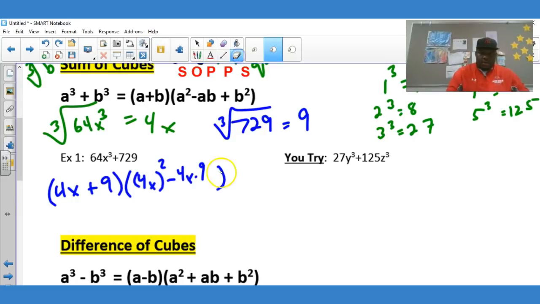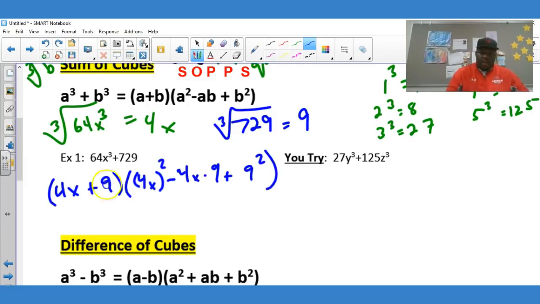I'm going to need to erase and expand. Here we go, 4x times 9. And then the next P stands for plus, and then finally the last S stands for square. Square the second term, so 9 squared. Like that. So anyway, when you simplify it, you have 4x plus 9.